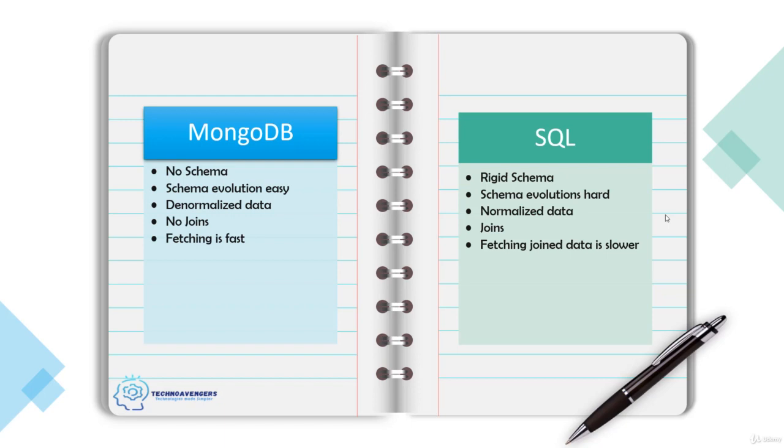So these are the main differences between MongoDB and SQL. There are more as well, like atomicity and transaction management, which are well defined in the SQL world, which is not the case in MongoDB. So this is the main introduction to MongoDB.